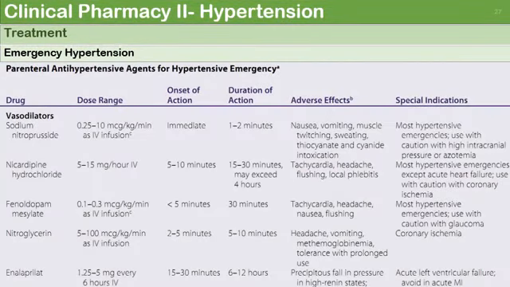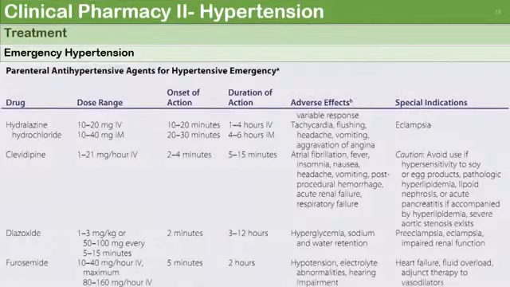Drugs used for emergency hypertension: the drug of choice is sodium nitroprusside, nicardipine, fenoldopam, nitroglycerin infusion, enalaprilat which is an ACE inhibitor, hydralazine could be used, clevidipine, diazoxide, and furosemide.